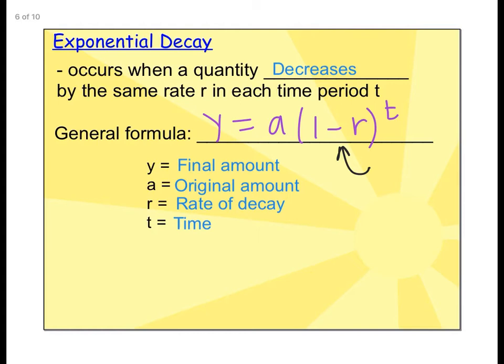So y is still our final amount, same as with exponential growth. A is still the original amount. R is rate of decay. Again, that'll be given as a percentage and we'll change it to a decimal. And t is time.